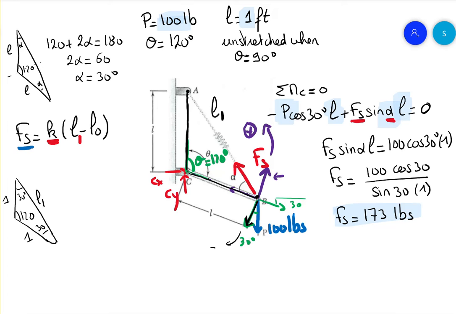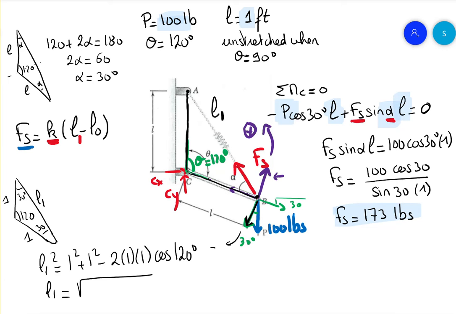So we can use the cosine law for that, right? We have L1 squared equal to 1 squared plus 1 squared minus 2 times 1 times 1 times cosine of the opposite angle, 120 degrees. So L1 is equal to the square root of 2 minus 2 cosine 120. How much is that? That's 1.73. Okay, so we have L1 and now L naught.